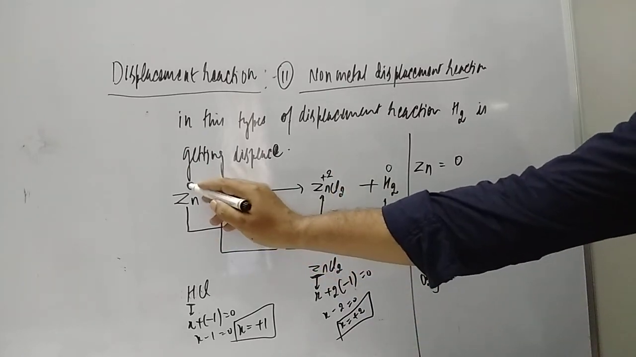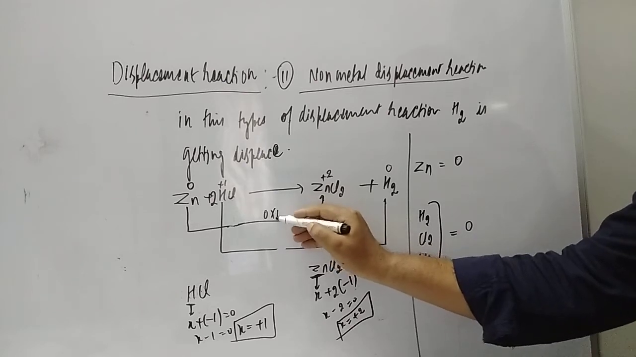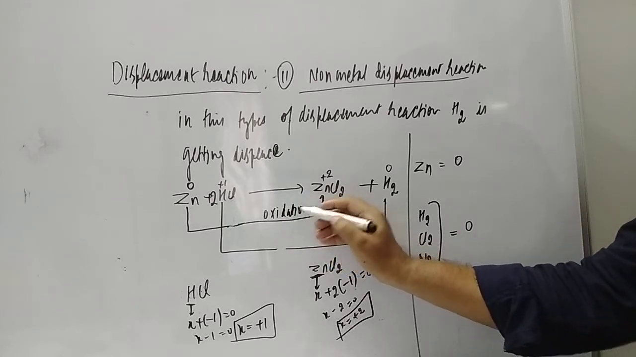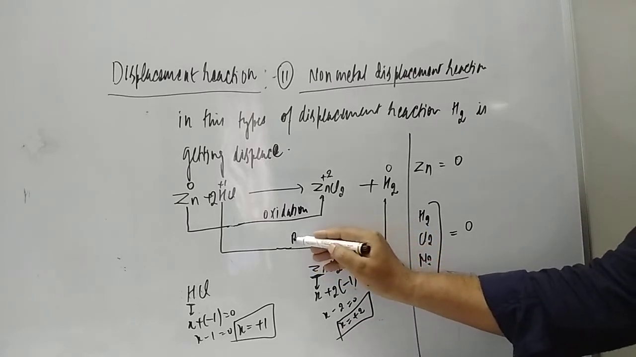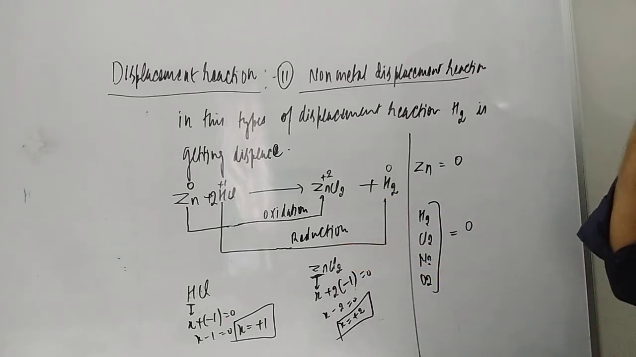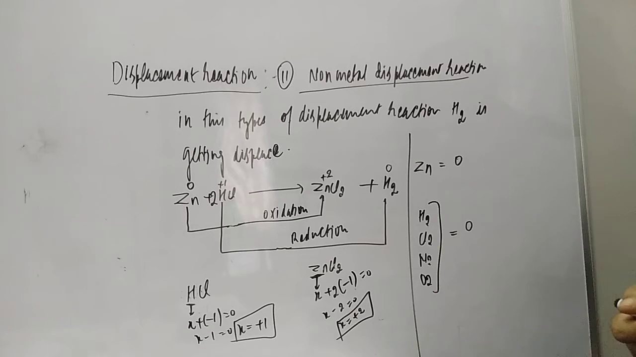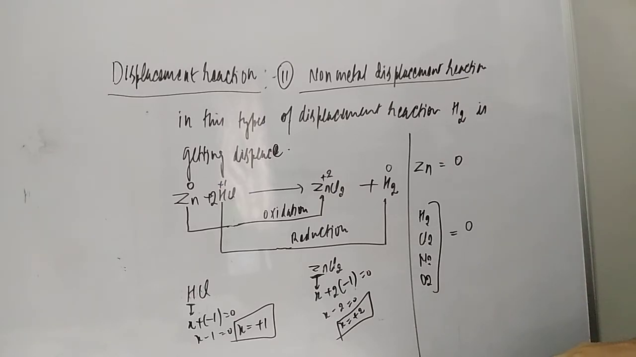Now you check. Zinc goes from 0 to +2. Is this oxidation or reduction? Oxidation. Very good. Now you tell me, hydrogen goes from +1 to 0, which means reduction. Both reactions are taking place, so it is a redox reaction. Very good, Om. Is it okay, students? Yes, sir. Okay, take one screenshot please, fast. Taken?